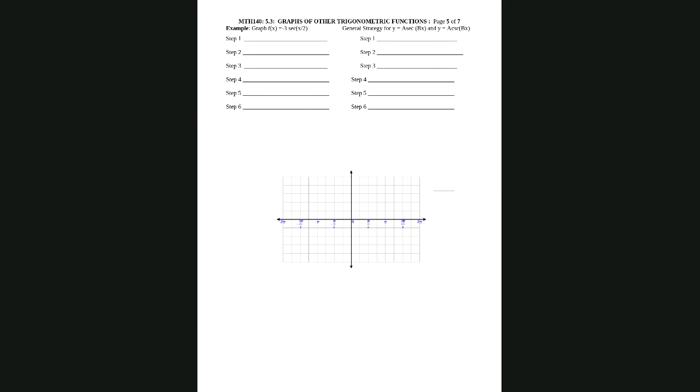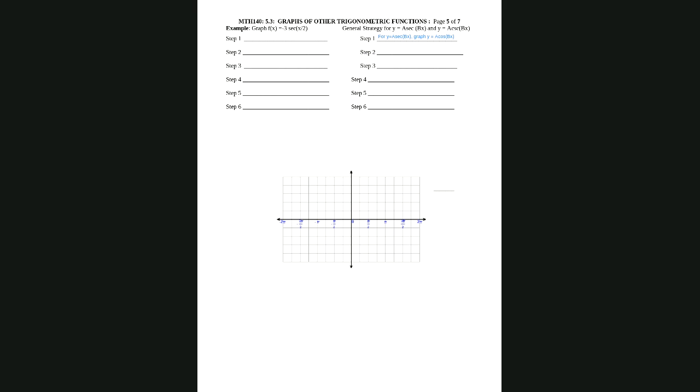And so off to the right, I'm going to look at the general strategy for graphing y equals a times the secant of b times x and y equals a times the cosecant of b times x. So the first thing to do for y equals a times the secant of b times x, we will graph y equals a times the cosine of b times x. Can you think what we're going to do when we want to graph y equals a times the cosecant of b times x?